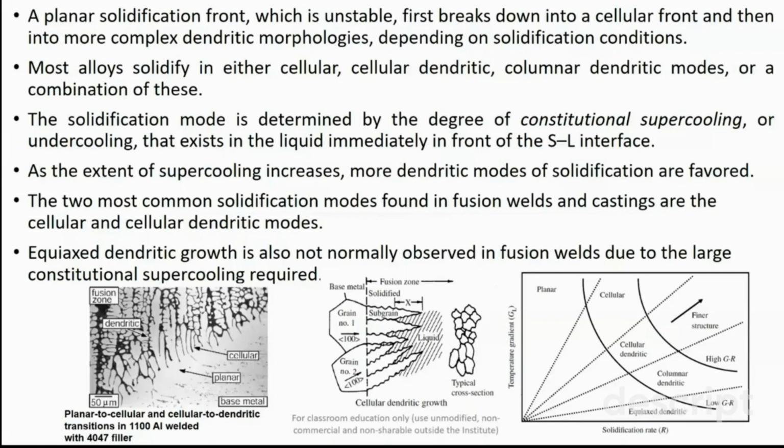So on the y-axis they have represented the temperature gradient, which is denoted by GL, and on the x-axis they have represented the solidification rate. Suppose if you have managed to work in this region, you will observe equiaxed type of dendritic structure. For the planar type of microstructure, what you require is a higher temperature gradient and a low solidification rate. If you increase or decrease the temperature gradient and solidification rate, you can get this type of microstructure.